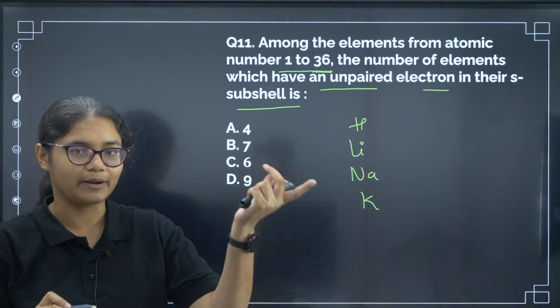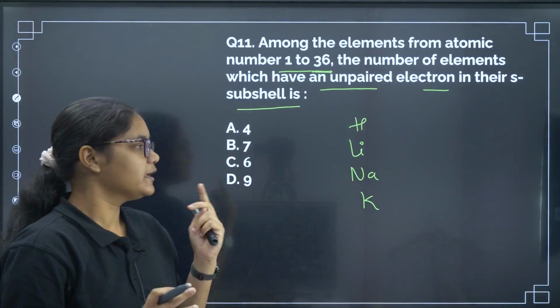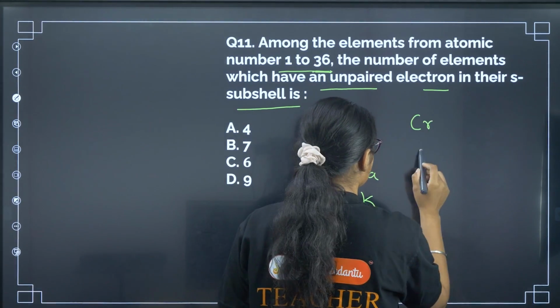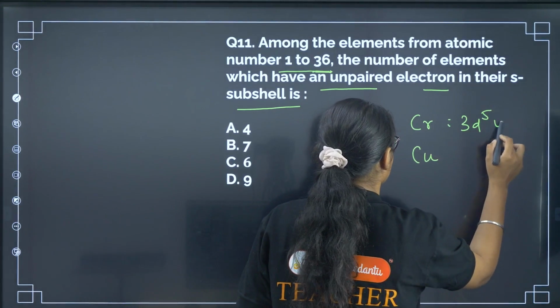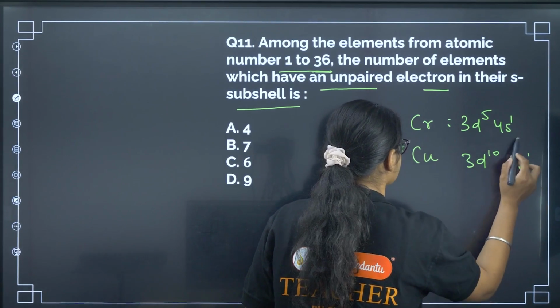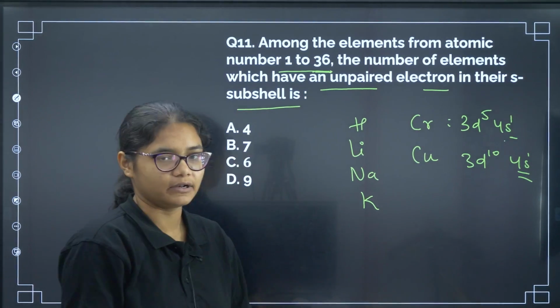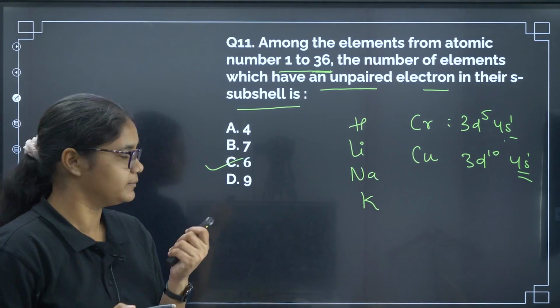After this you also have up to 36, right? So we can check 20 to 30, the d block elements. In that we have chromium and we have copper, right? This is 3d5 4s1 and this is 3d10 4s1. So we have unpaired electrons in the s orbital. So in total we'll get 6. So the correct answer for this question will be option number C.